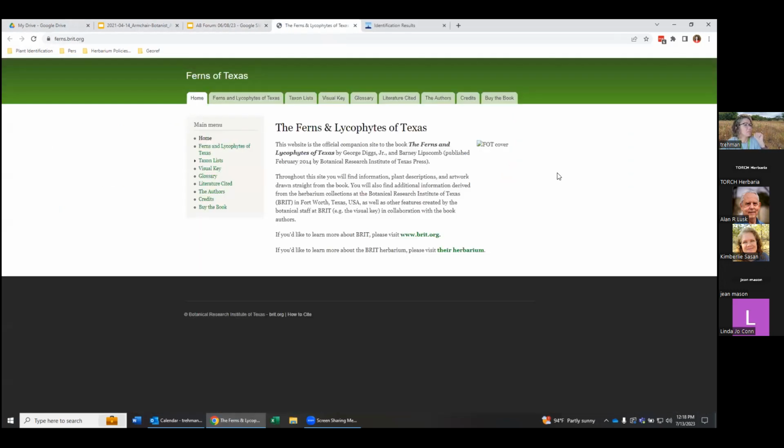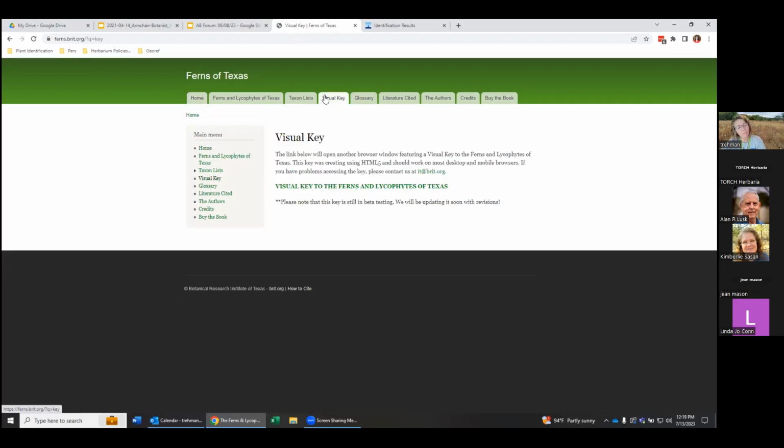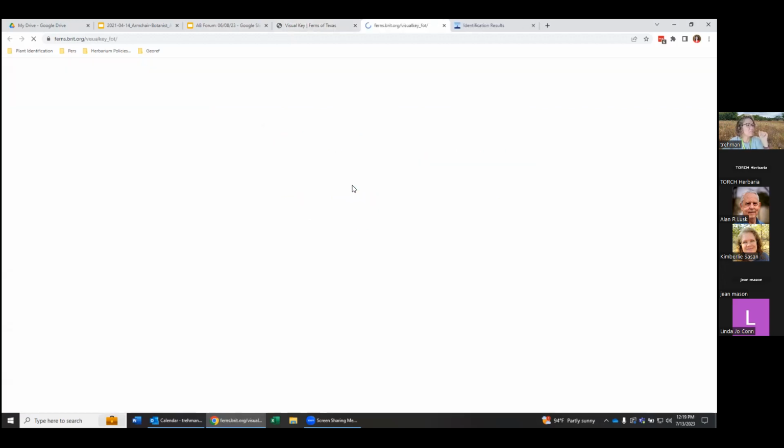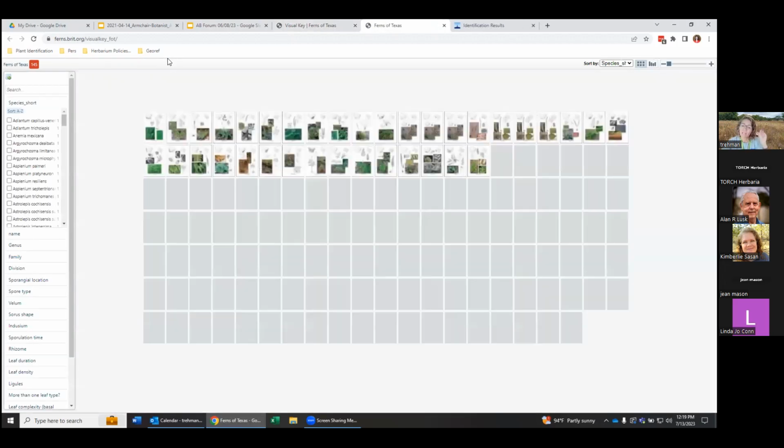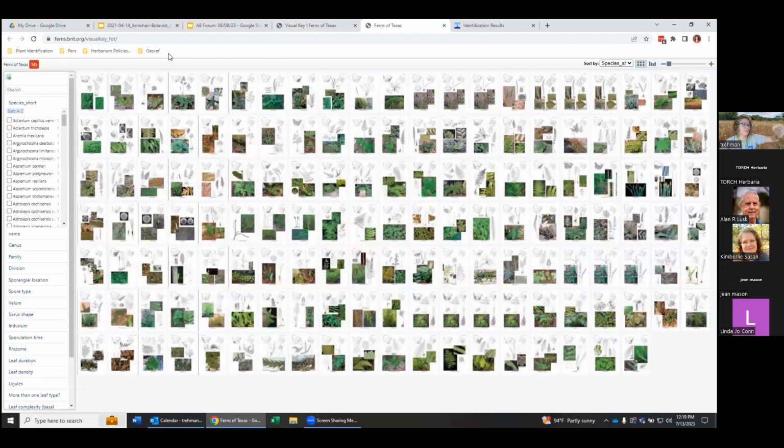Another one, which is a little bit different here, is what Ashley was referring to, our Ferns and Lycophytes of Texas book. I can't remember when it was published, 2014. So it was published in 2014. It has something called a visual key. So at the Colby College website we were just at, you had to put in the characters, manually make a selection. But on this website, you saw I clicked on the tab visual keys, and then I clicked on another link. And now I'm looking at a screen.